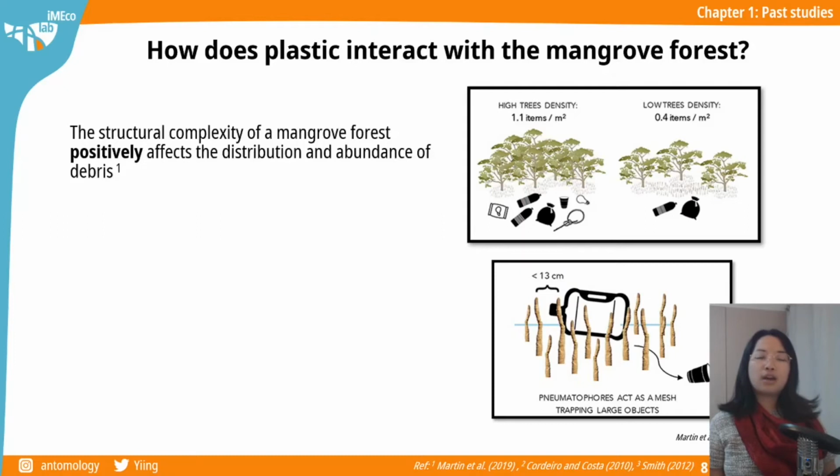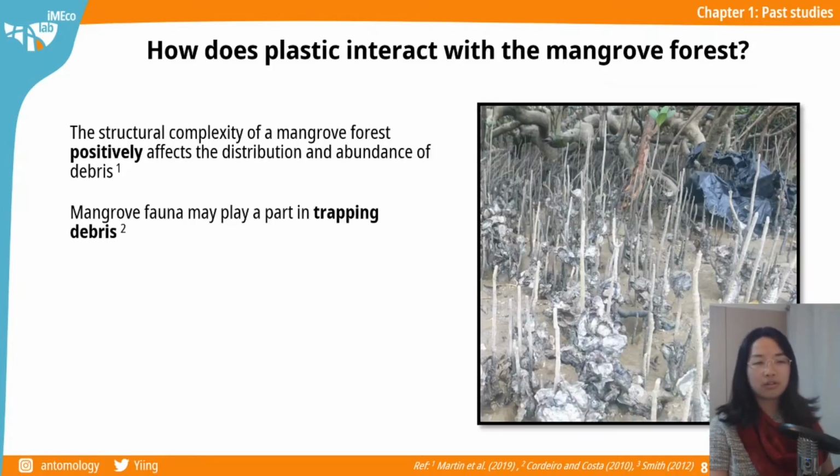Some of those studies tended to find that because mangroves are quite dense, complex habitats, if you have a higher tree density, you had a higher density of debris. And if you had a lower tree density, then you had a lower density of debris. So those high density forests were trapping and keeping the rubbish there. And those aerial roots that I was talking about earlier that help mangroves exchange oxygen might be acting as a mesh and a filter by trapping larger debris or letting smaller debris through.